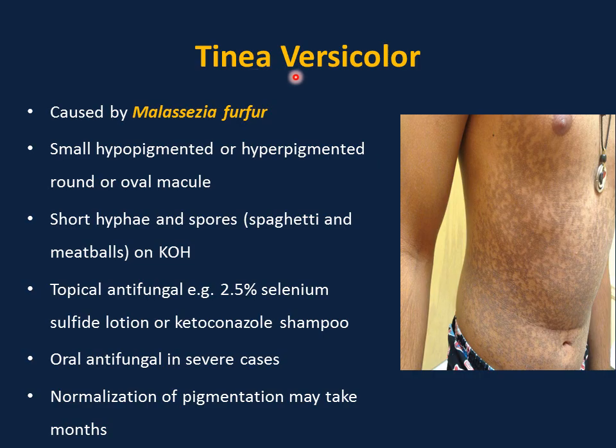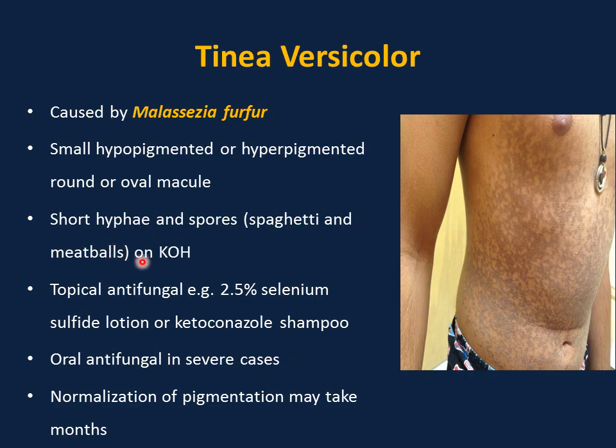Tinea versicolor, caused by Malassezia furfur, from the name, is a mix of hypo and hyperpigmentation of round and oval macules, mainly on the neck and the lower back, and they sometimes spread down to the abdomen. Sometimes they present just with hypopigmentation, and the parents may think it is vitiligo, but in cases of vitiligo there will be a lack of pigmentation. In cases of tinea versicolor there will be just a hypopigmentation. Hyperpigmented round oval macules, as you see in this severe case of tinea versicolor.